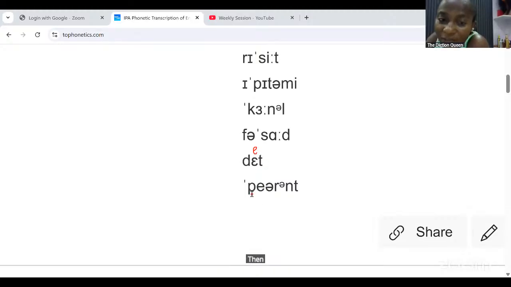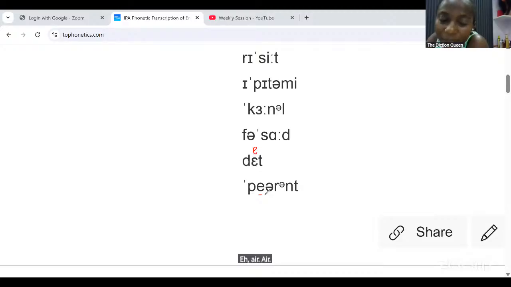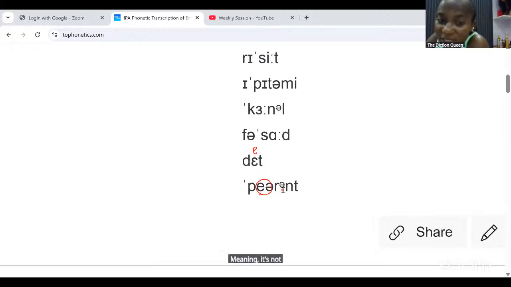Then the next word we have is P. Air. This is another diphthong sound. P, air, pair. The next sound we have is the schwa and then the N sound. The schwa is written like a superscript here, meaning it's not really needed. Parent, not parent. It is parent. Her parents need to pay the debts.